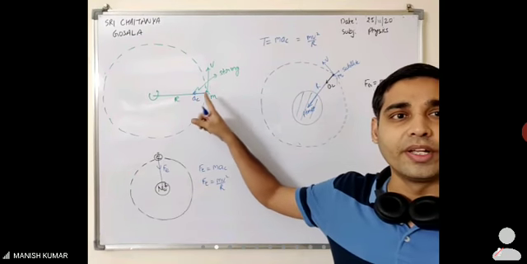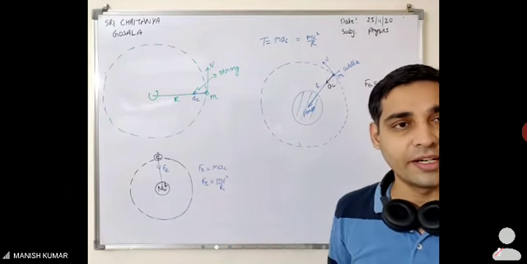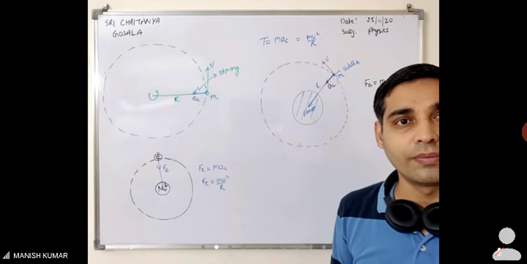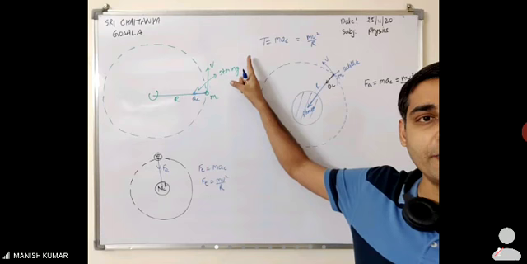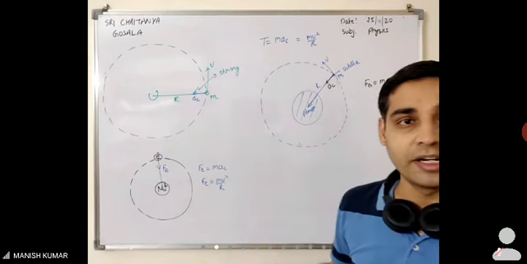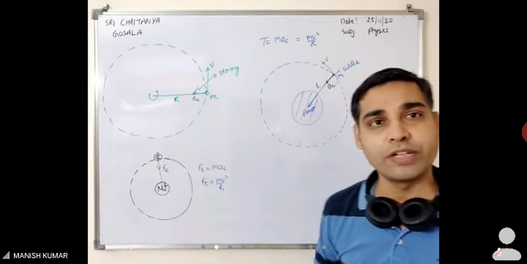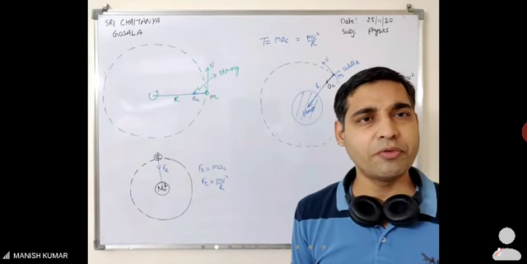Now you see, in these three cases, there is a different force which is providing the centripetal acceleration. Yes or no? In this case, the tension is providing the centripetal acceleration. In this case, the gravitational force is providing it. In this case, the electrostatic force is providing centripetal acceleration. So there is a different force providing the centripetal acceleration.